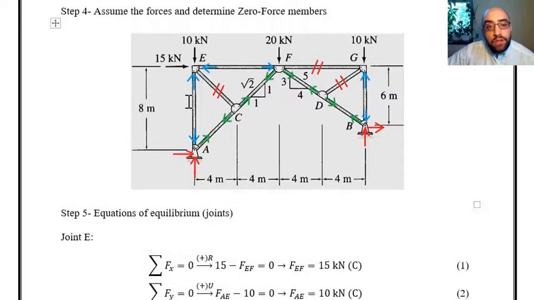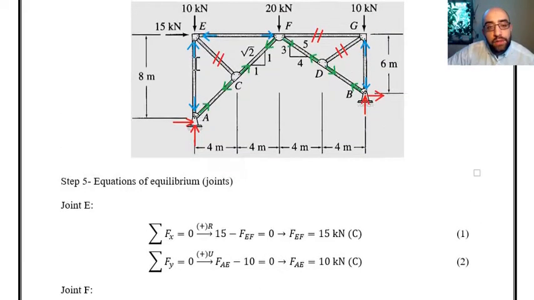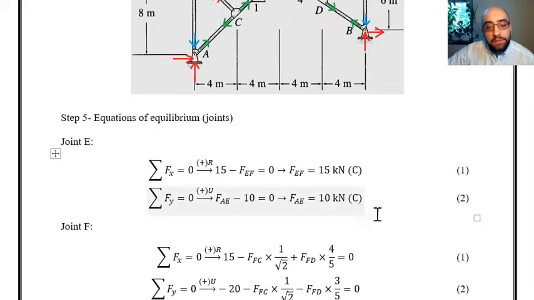The second equation is summation of forces in vertical direction equal to 0. I have to say minus 10 kilonewton plus FEA equal to 0. That's over here, and based on this equation, we can see FEA is equal to 10 kilonewton. It is positive, which means that my assumption or my guess was correct, and the member is in compression.